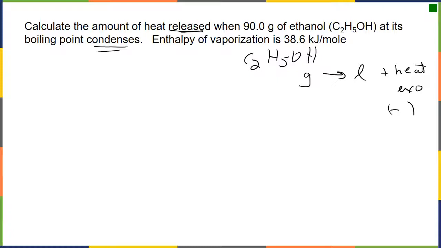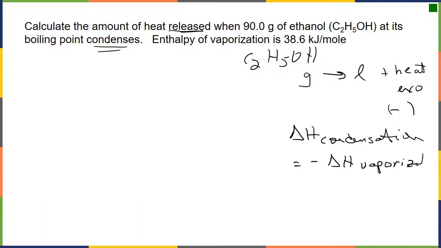To do this, we have to realize that delta H of condensation for our ethanol is going to equal minus delta H of vaporization. It is the reverse process and is going to have the opposite sign. So our delta H of condensation is minus 38.6 kilojoules. We want our heat Q. We know that our heat Q will equal our moles multiplied by the delta H.